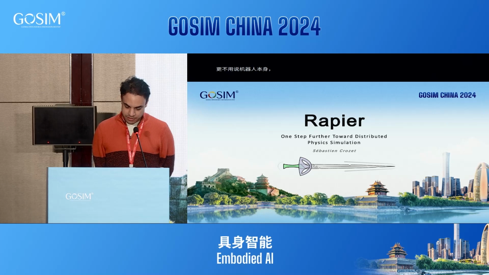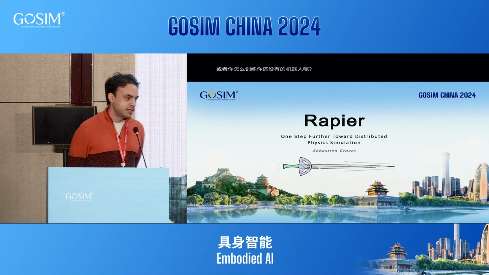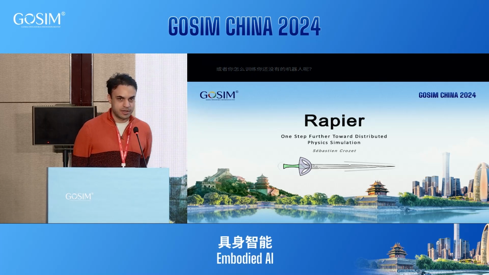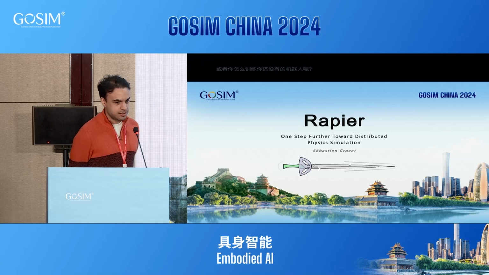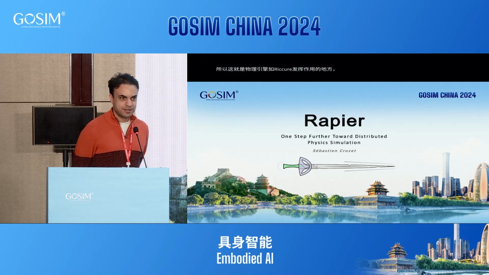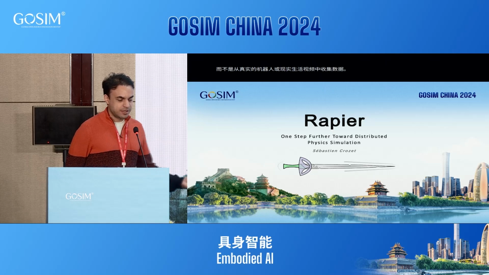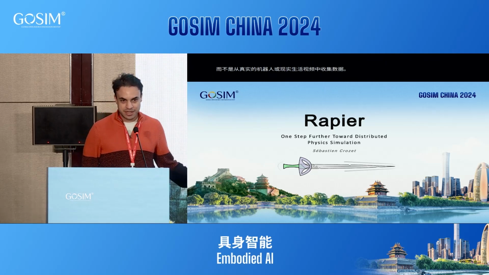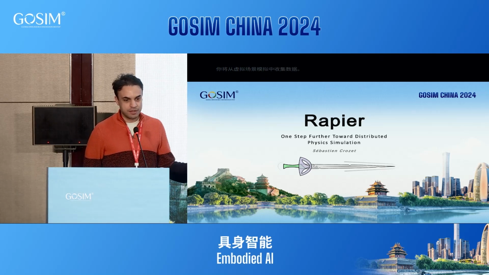So that's where a physics engine like Rapier can come into play, where instead of collecting data from real-life robots or real-life videos, you would collect data from a virtual simulation of your scene. So that way, the cost to get this robot is basically free, and the cost to run your simulation is extremely low, both in time, because it can run even faster than real time if it needs to.